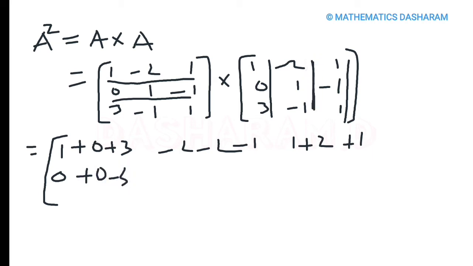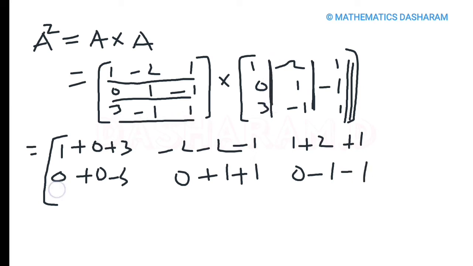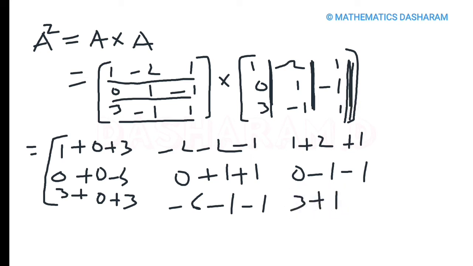Next, second row, second column: 0 into minus 2 is 0, 1 into 1 is 1, minus 1 into minus 1 is plus 1. Now third column: 0 into 1 is 0, 1 into minus 1 is minus 1, minus 1 into plus 1 is minus 1. Now third row, first column: 3 into 1 is 3, minus 1 into 0 is 0, 1 into 3 is 3. Next, second column: 3 into minus 2 is minus 6, minus 1 into plus 1 is minus 1, 1 into minus 1 is minus 1. Now third one: 3 into 1 is 3, minus 1 into minus 1 is plus 1, 1 into 1 is 1.